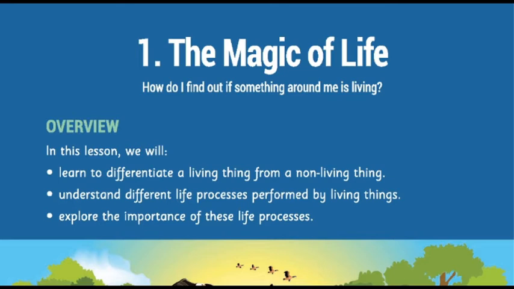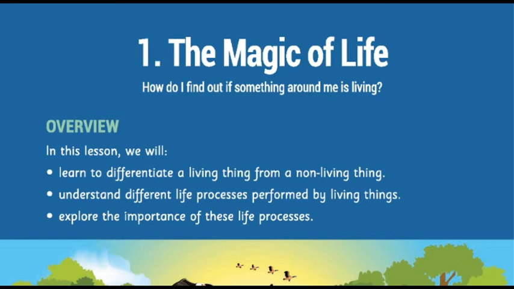Okay, how do I find out something around me is living? What are the living things you're seeing in day to day life around you? Of course, you are a living being, and the pet animals at home are living beings, the plants, the trees, all are living things. What are the non-living things you see around you? Non-living things means they don't have life at all. Example, stone, book, table. These things do not have life. They are called non-living things.